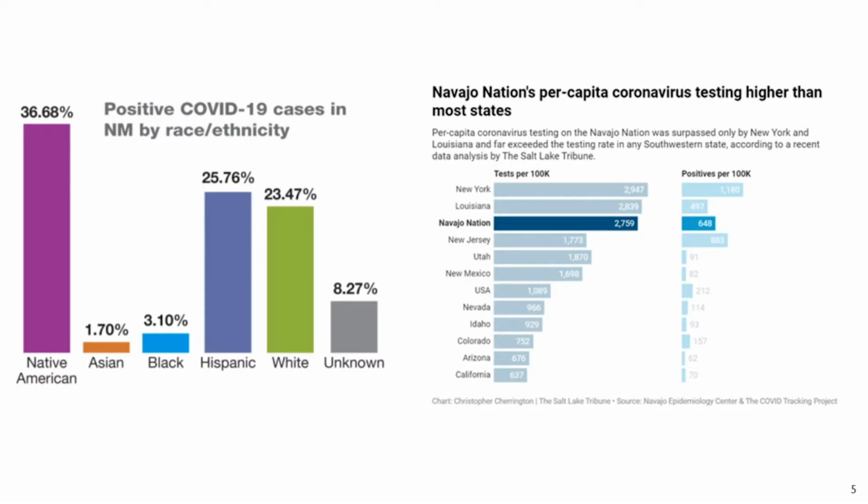Although data on Native Americans is limited, there is some evidence of disproportionate impact. In New Mexico, Native Americans make up about 11% of the state's population, but constitute over 36% of the cases. If the Navajo Nation were a U.S. state, it would rank third in case rates, only behind New York and New Jersey.